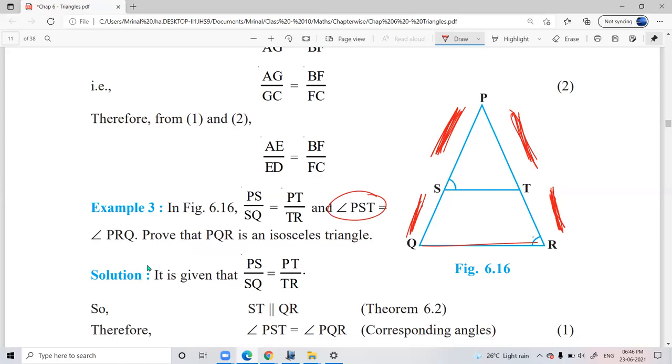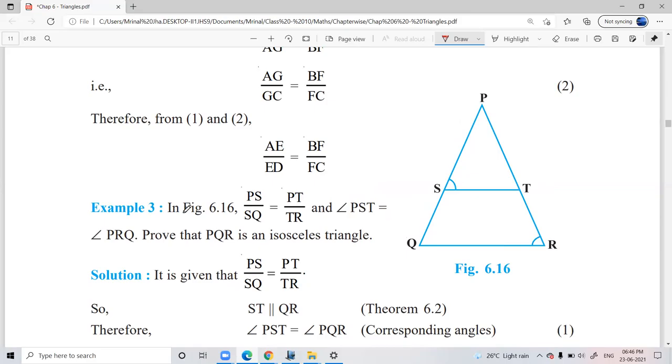So if I know ST is parallel to QR, then how can I use the other information? This angle over here, they're saying that this angle is equal to this angle. How can I combine this information and the one which we derived, that these two are parallel, to prove that the triangle is isosceles? Think about that. Take a minute. So we can extend this picture. From that, we can find the angle RPO. Then it will be alternate.